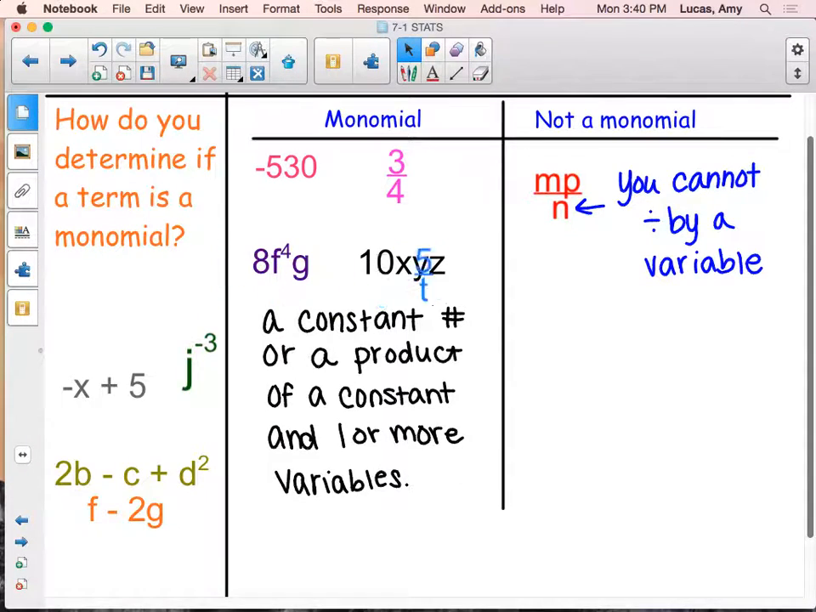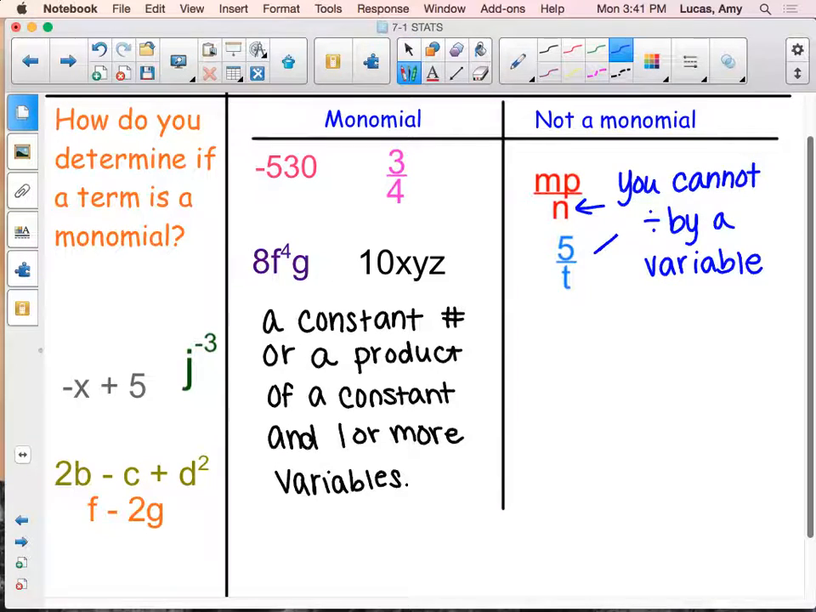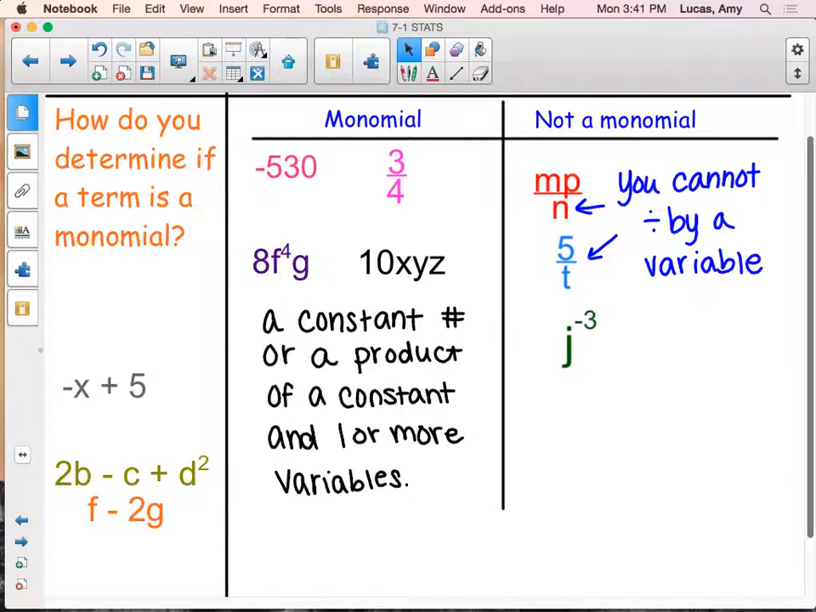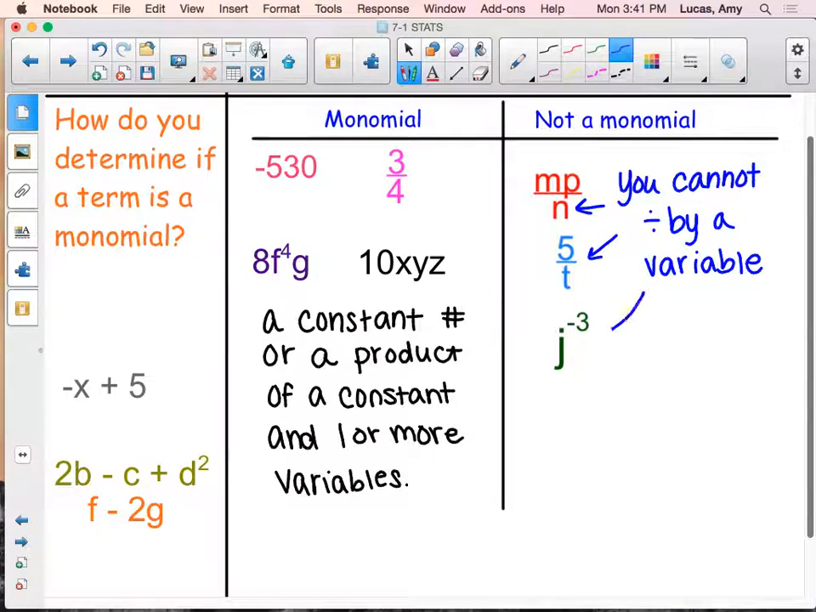So here's another one that would be dividing by a variable. Here's another one, because it has a negative exponent, that is actually the same as 1 over j to the 3rd. So the negative exponent actually represents a fraction with a variable on the bottom.